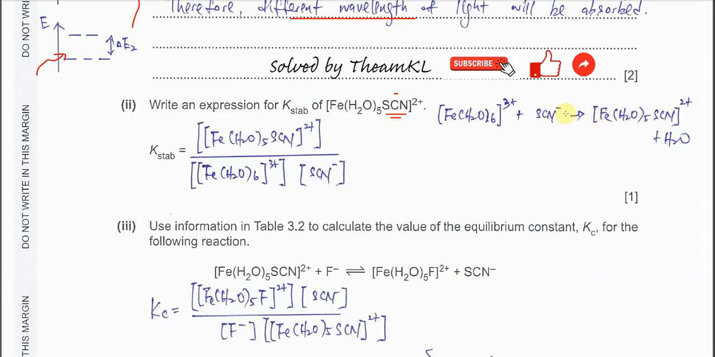So we can use this one to form the K step. The concentration of the product over the concentration of the reactants. Do not put the water into the K step, so water is excluded. You just put the products over the reactants. Okay, so you get this one. Remember to put the square brackets outside everything to show that this is a concentration, like what I did here.